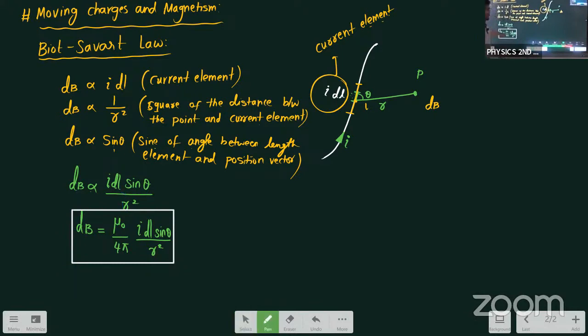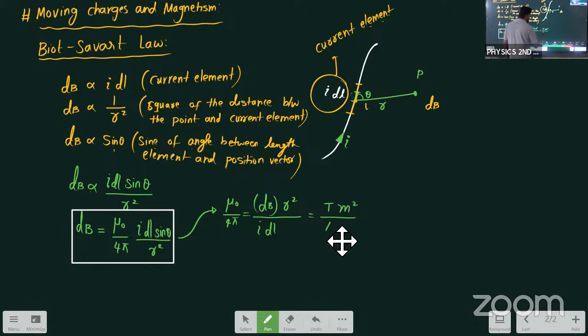So let us write down the numerical value of mu naught by 4 pi. First of all, let us write down the unit for mu naught by 4 pi. This mu naught by 4 pi can be written as dB into r square divided by I into dl. So what will be the unit of magnetic field? It will be Tesla. And unit of r square will become meter square. And unit of I will become ampere. And unit of length element dl will become meter.